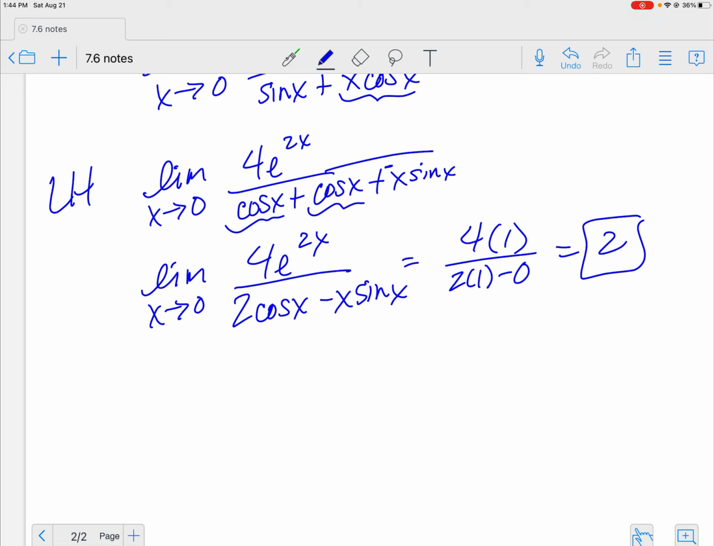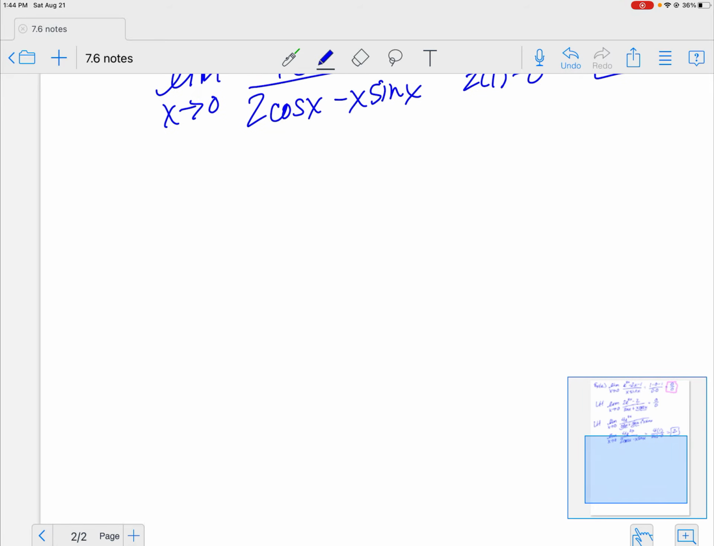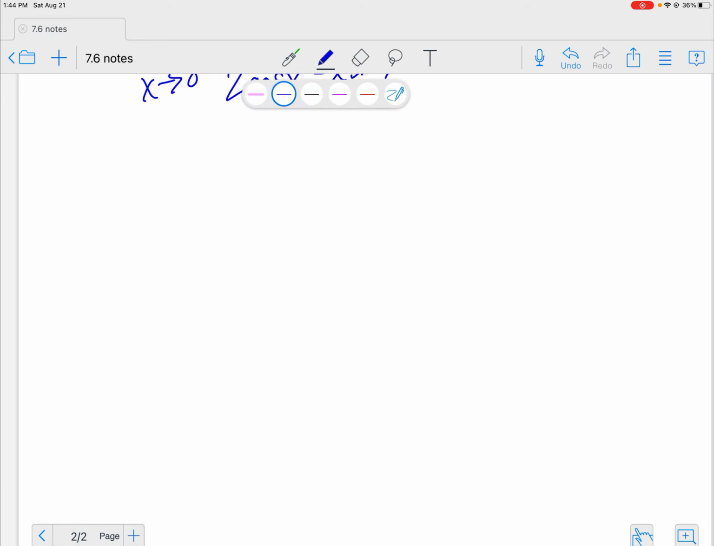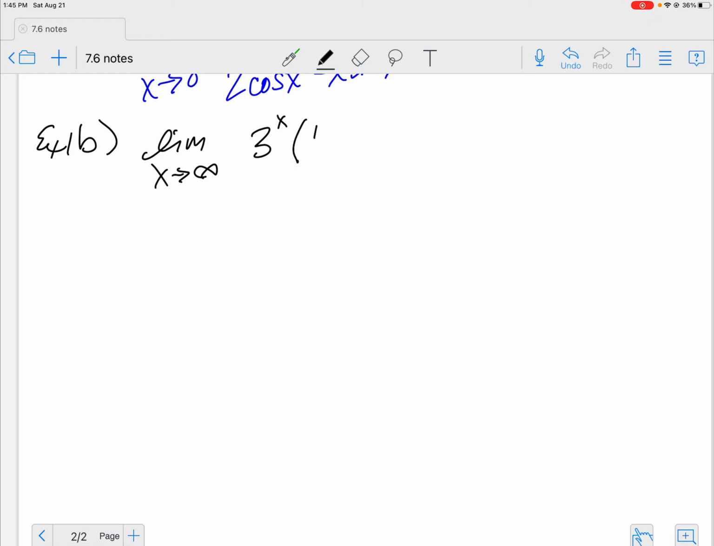Here's example 1b. We have the limit as x approaches infinity of 3 to the x times pi over 2 minus the inverse tangent of x. Right? Okay, let's plug it in. That's always what we do. So if I plug in 3 to the x, that's infinity.